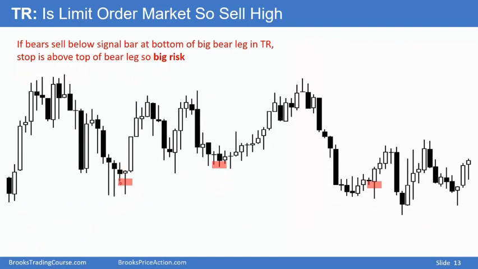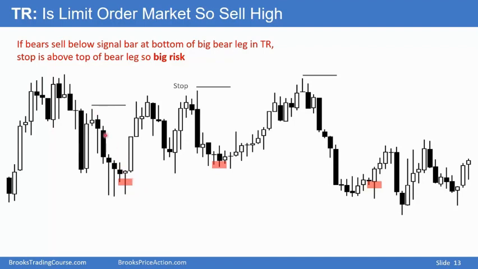If a bear sells with a stop near the bottom of a range, there, here, or here, his stop is far away. That means his risk is big. An experienced trader can make money selling low in a trading range, but only if he's using the appropriate stop and scaling in and exiting appropriately.